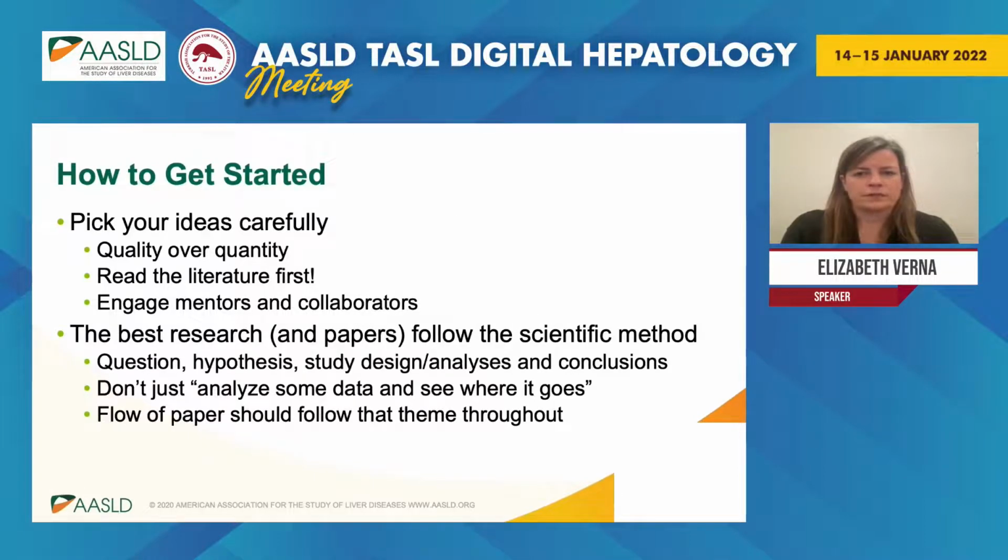So how do you get started? And we all have to start somewhere. And really a high impact publication starts with good science and teamwork. Picking the right topic to pursue is key. Making sure your knowledge of the literature in this area is deep and engaging with mentors and collaborators throughout the whole process, including right at the beginning in the planning phases.